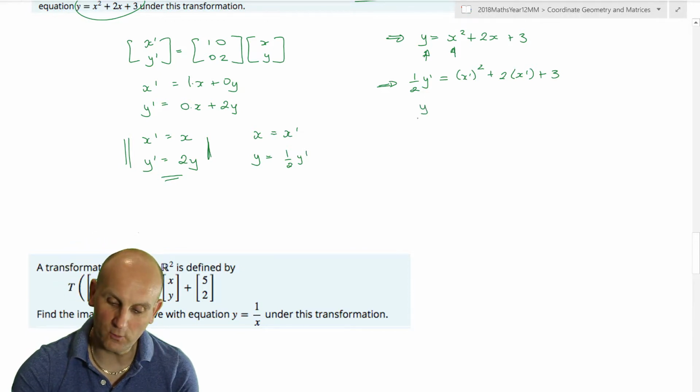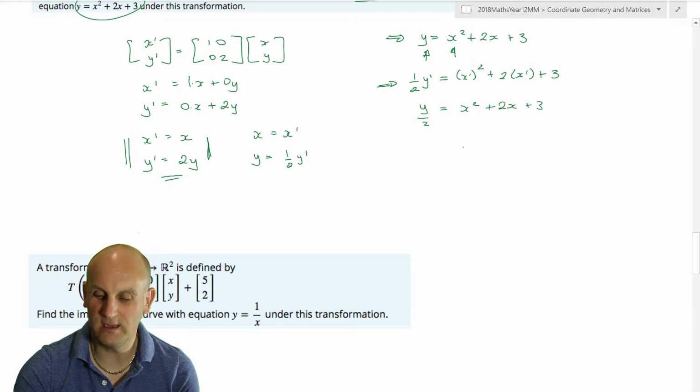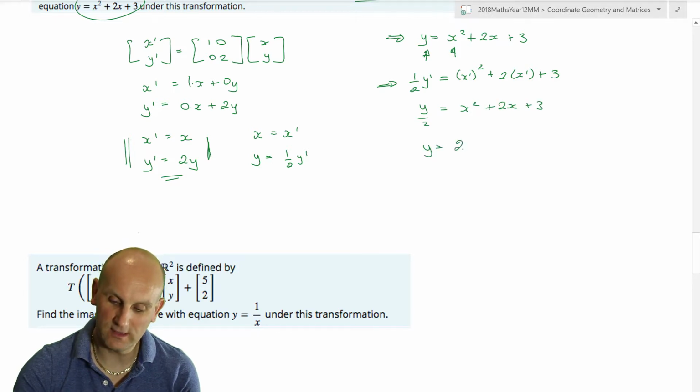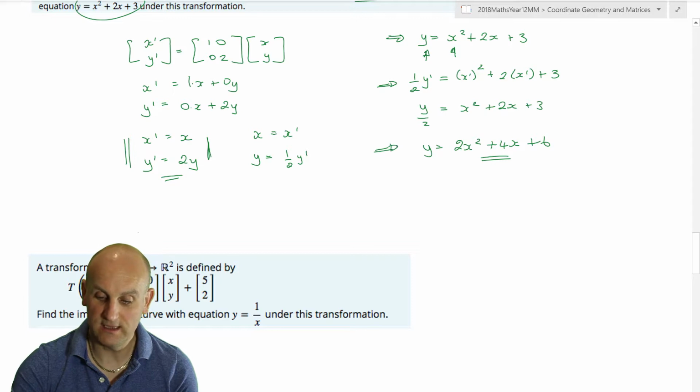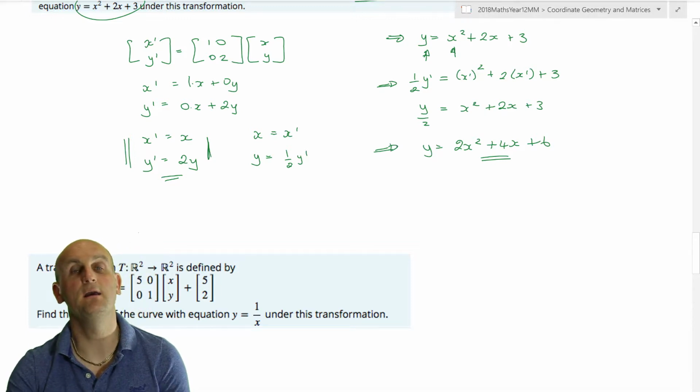So this now becomes y on 2 is equal to x squared plus 2x plus 3, or moving that 2 around we get y equals 2x squared plus 4x plus 6. So just multiplied by 2. And ladies and gentlemen, this now is the equation of my image.